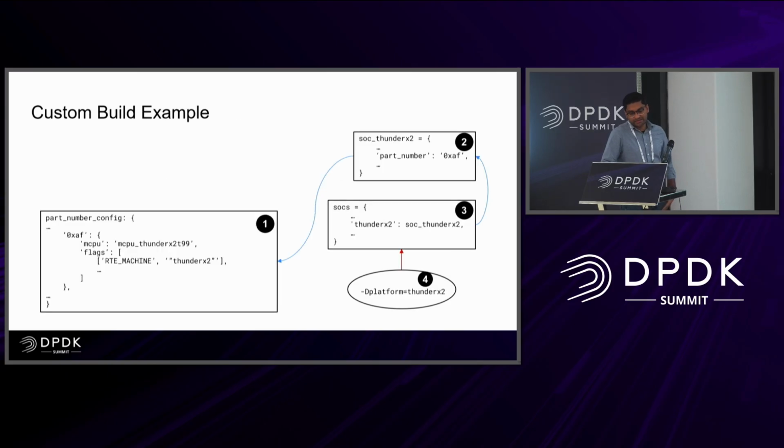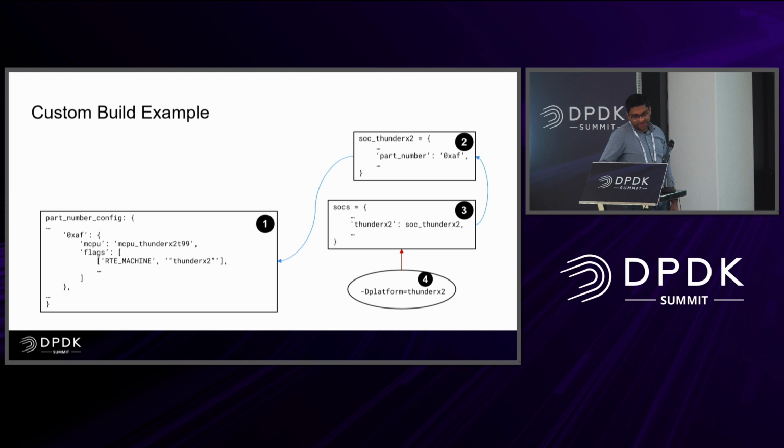Now, if you want to do a custom build example, it's almost the same. Let's look at box number 2. In this case, it's I think ThunderX2. It does not have an MCPU defined, so we'll have to add a custom build SOC. So you define the SOC. The part number for that particular CPU is here, which is hex AF, which is referred to in that line, and then you have the definition in the part number config.